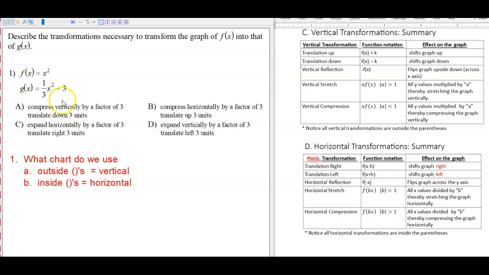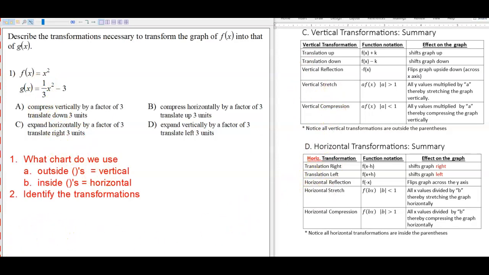The next thing we have to do is find out which transformations they are from the chart. And that's pretty much it. After that, you should be able to identify the answer. Now be aware that sometimes you'll have changes inside parentheses and outside parentheses, in which case you'll be using both charts, but you have to be aware of which one is which.